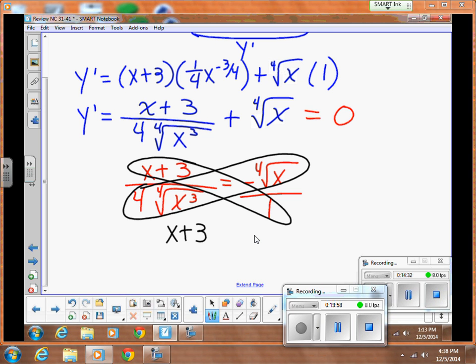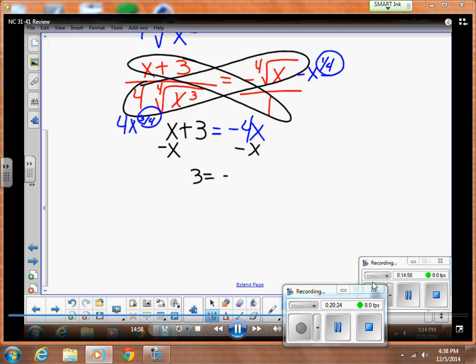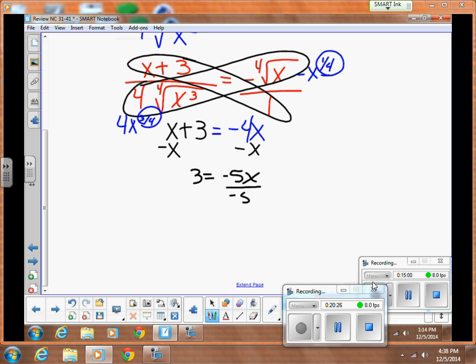Now on the other one, when I cross multiply, I need to remember when we multiply, we add exponents. So if you rewrite this, it's like me saying 4x to the 3/4 and a negative x to the 1/4. Add your exponents, which reduces to just 1, so I'm just left with negative 4x. And then from there, you can finish solving using basic algebra skills, and you get that x equals negative 3/5.